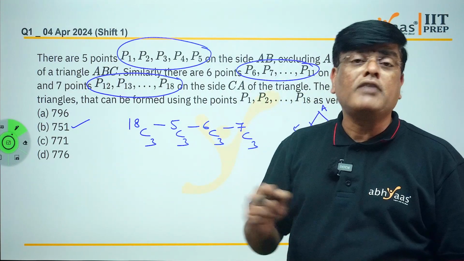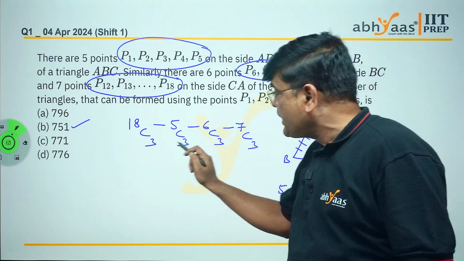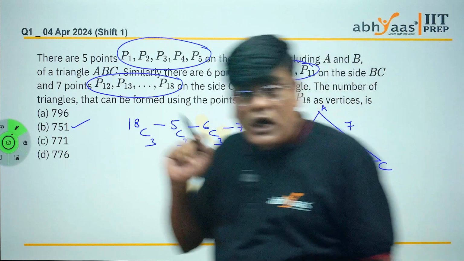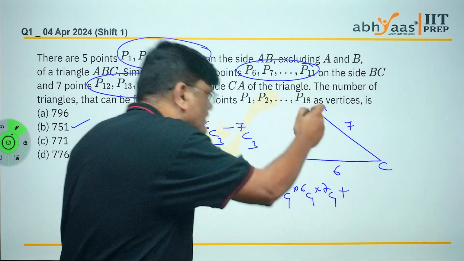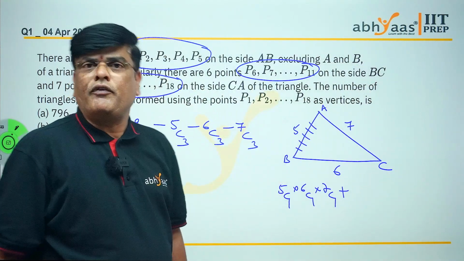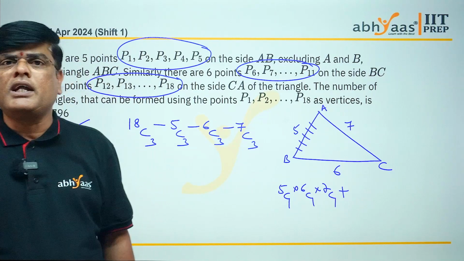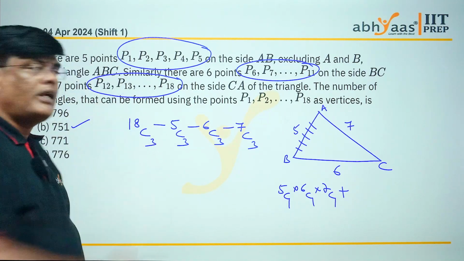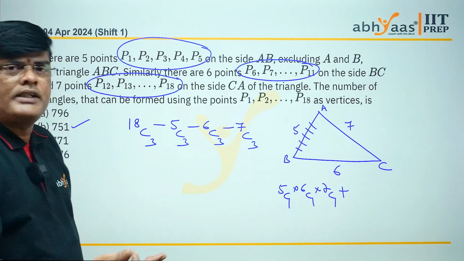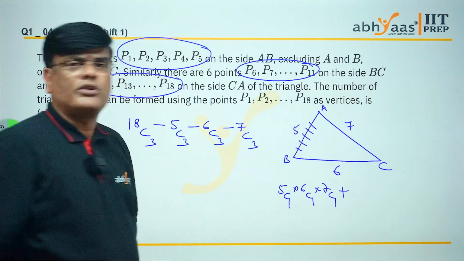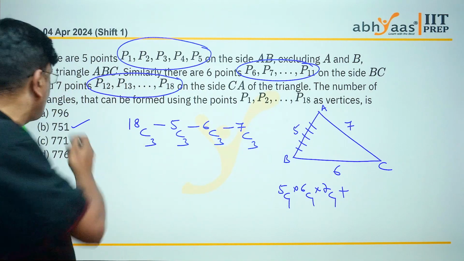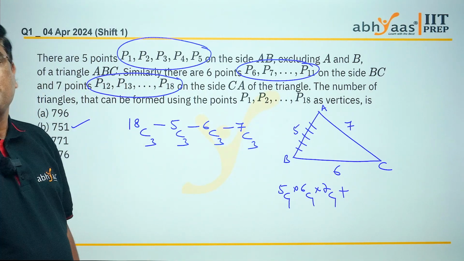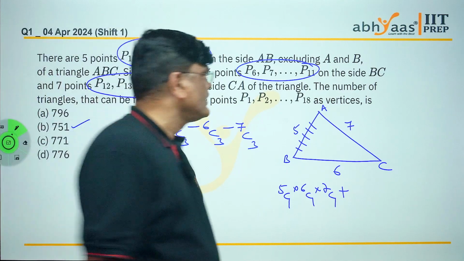Okay students, I am repeating once again. So why we are subtracting this? Because the 5 points which are on one side, they are collinear. With those points we cannot form a triangle, but that is included in this counting. So that's why we have to subtract. Similarly for the remaining also. Now after doing the simplification, what we get here? 751. Okay students, right. Next.